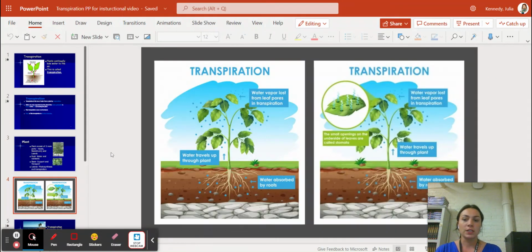We have some more visuals here that we can look at as well. Again, the water is going to travel up. The water is absorbed by the roots, and then it travels up through the plant, and the water vapor is lost from leaf pores in the transpiration step of the water cycle.